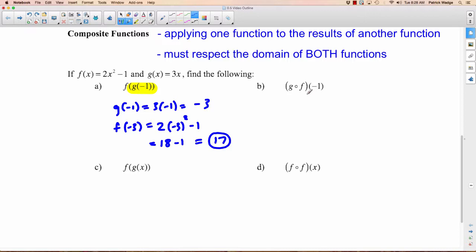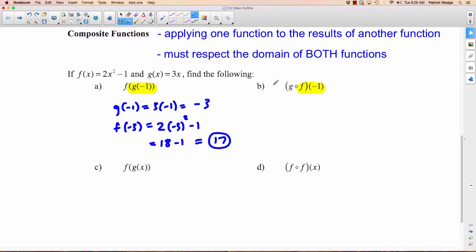Okay, this is just another way of writing the same thing. This is g of f of negative 1. So it looks very similar to this, almost the same, right? But what's the difference? The order you're doing them in. The first thing you have to do, again, is the inner function. So you have to do f of negative 1. So let's do that first.